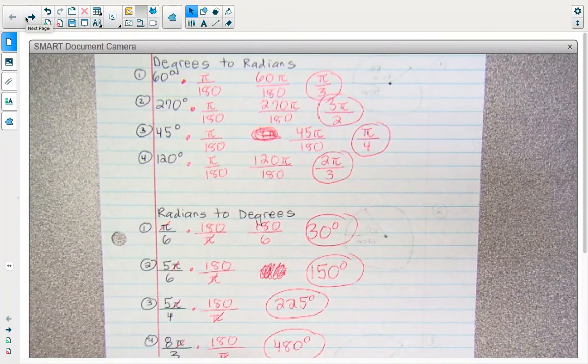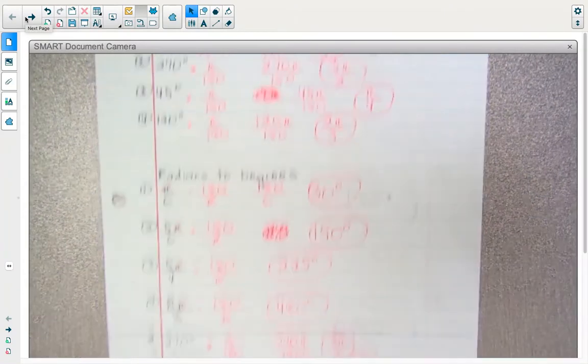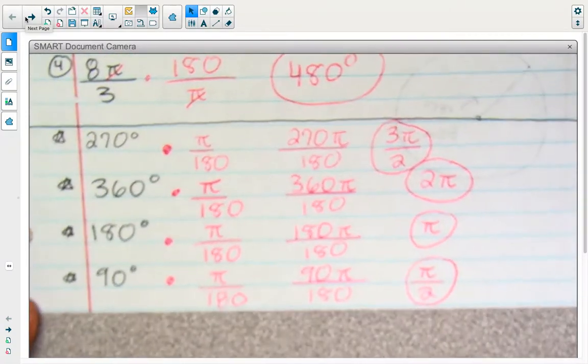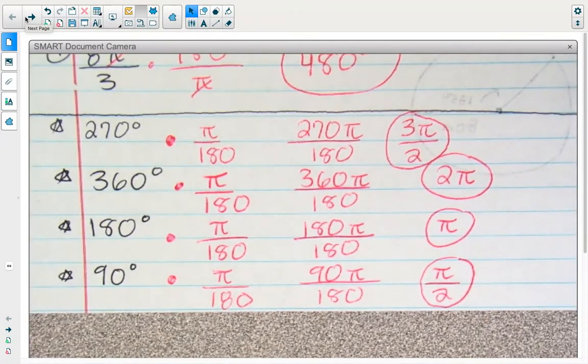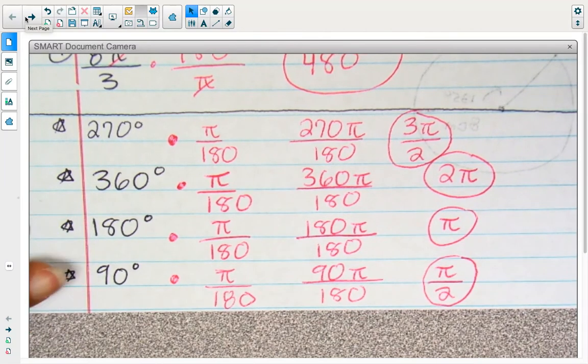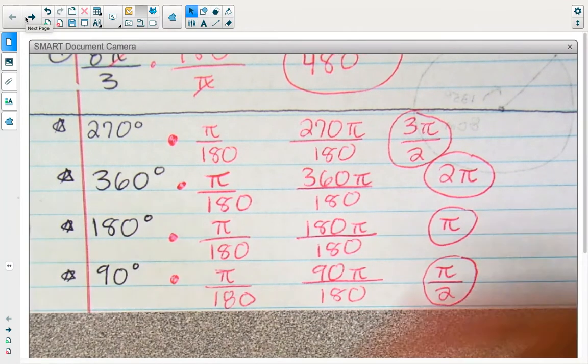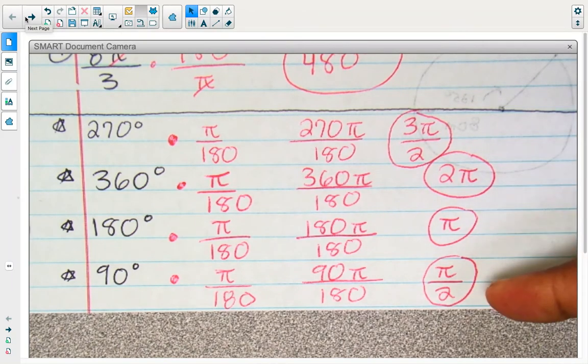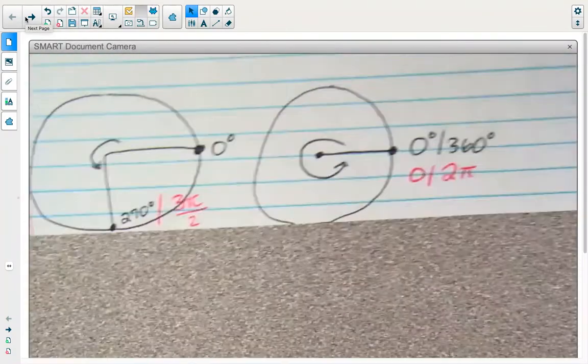So what I've done is I have some degrees down here, and I've already converted these degrees to radians. So I've taken 270, 360, 180, and 90, and I've already converted those to radians. So that gave me 3 pi halves, 2 pi, pi, and pi halves. So now I'm going to put these on a circle, and then I'm going to show you what the unit circle actually looks like.